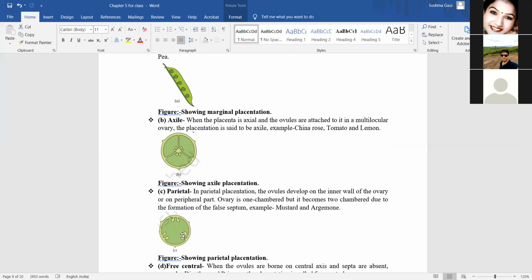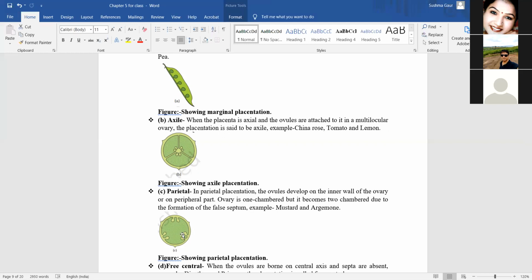See, in the lemon, the placenta is in the center and the seeds remain attached to the center. This is axile placentation. And in cucumber, parietal placentation, it is present on the periphery. You can see the position of the seeds. Yes, ma'am. Got it. Okay? Don't get confused, okay beta?